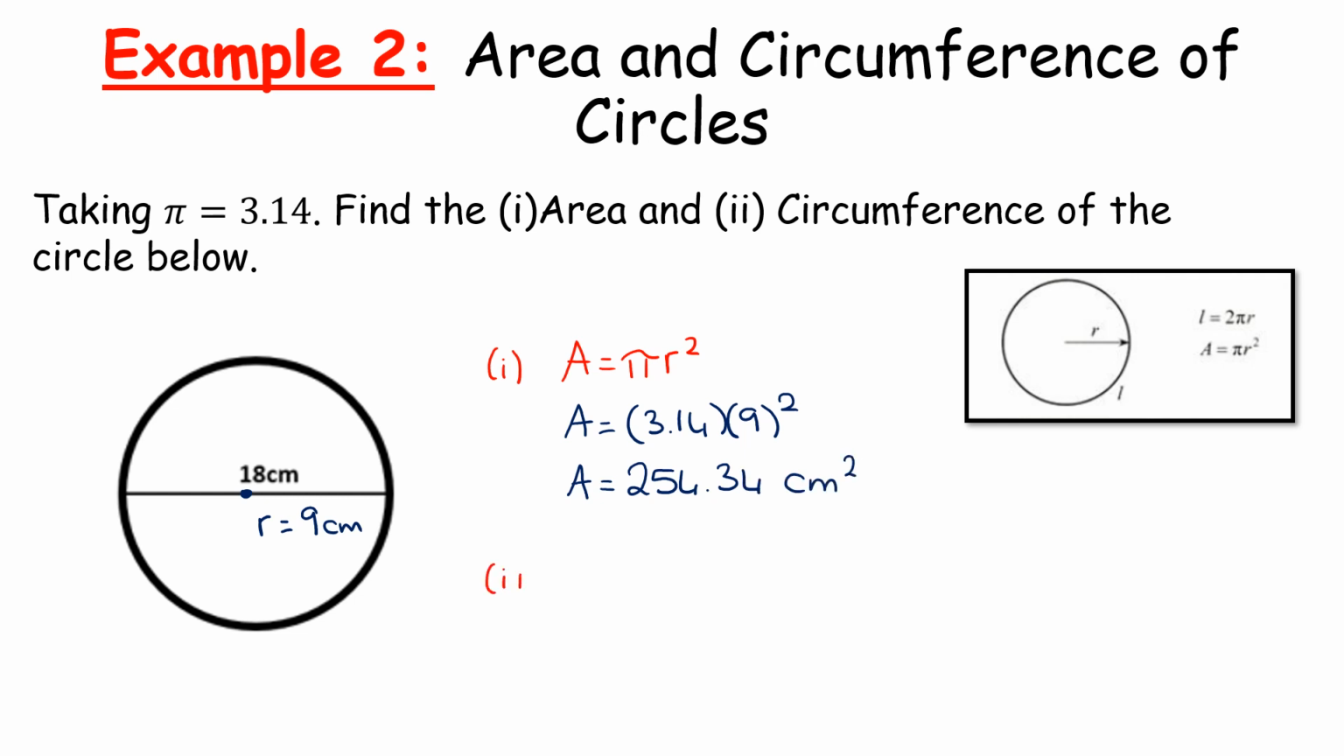So the second part asks us for the circumference. So L is 2 pi r. We sub in what we have, that is 2 times 3.14 times the radius, which is 9, and putting that into our calculator. Again, they didn't tell us to do any rounding, so we'll leave it exactly as it is. 55.8, and length is measured in centimeters.